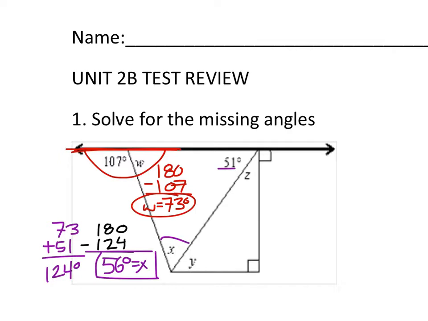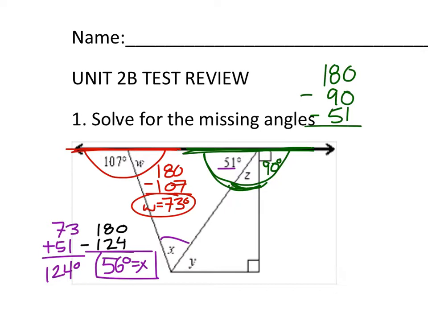Next up, we can solve for angle z right here. I got three angles on this thing, which will add up to this straight angle at 180 degrees. So I've got two of the angles, that's 51. This is 90 degrees. So I can take 180 and subtract those two angles, minus the 90, minus 51 degrees, and I get 39 degrees. So Z equals 39 degrees.